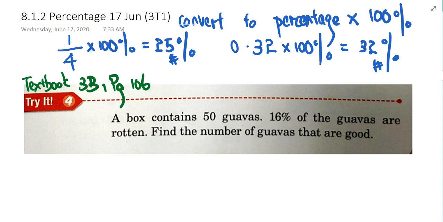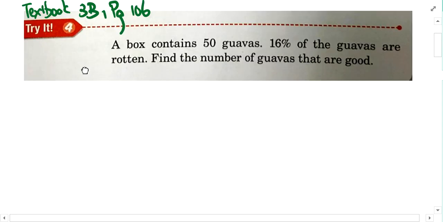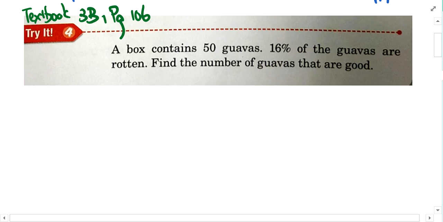Percentage, you know that you need to multiply by 100%. Now we use the concept of a word problem. How do we tackle a word problem? On page 106 of your textbook, you have this problem on guava. So I'm going to go through the guava question.